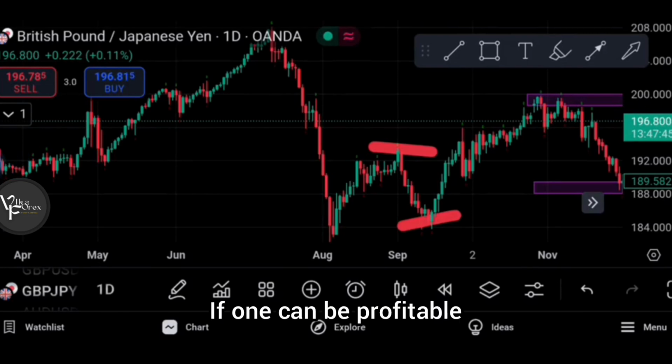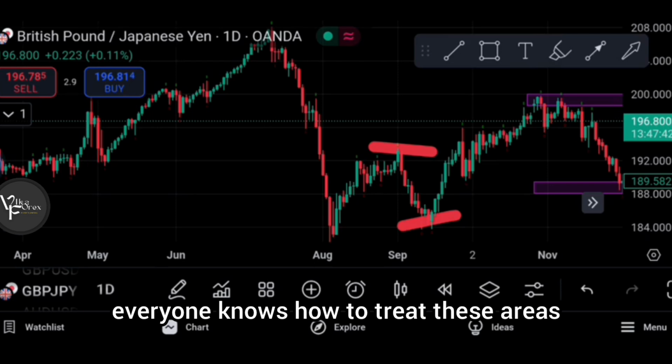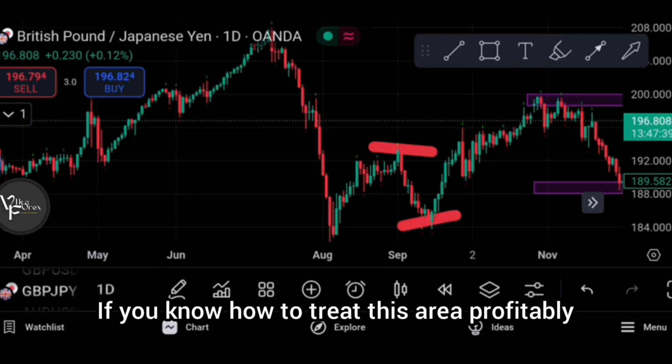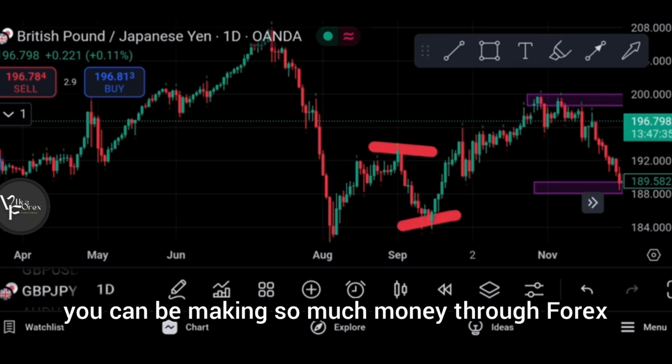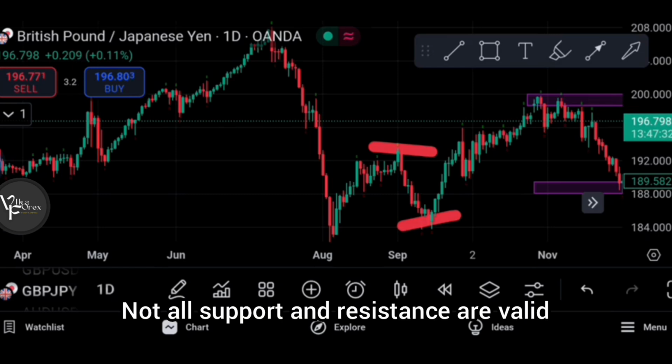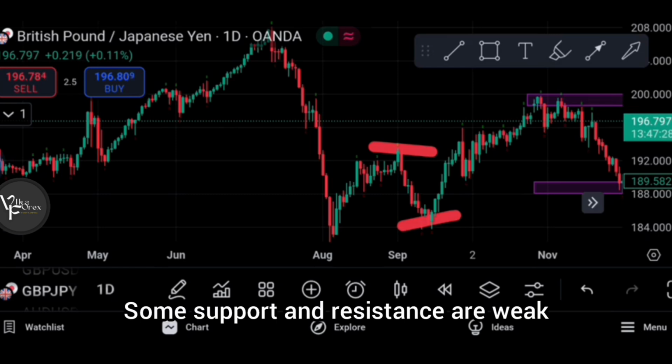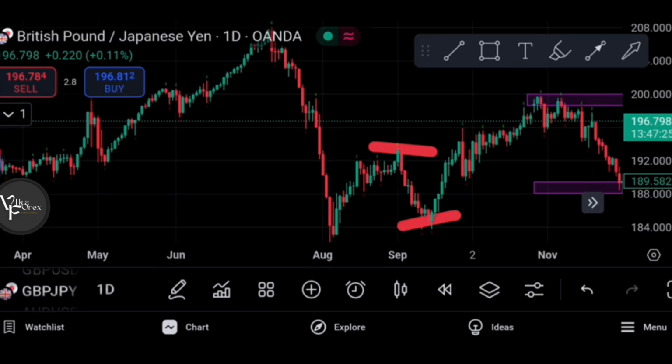If one can be profitable, if one truly knows how to trade these areas, okay, if you know how to trade this area profitably, you can be making so much money from Forex. Not all support and resistance are valid. Some support and resistance are weak, some are strong. Okay, you have to understand.